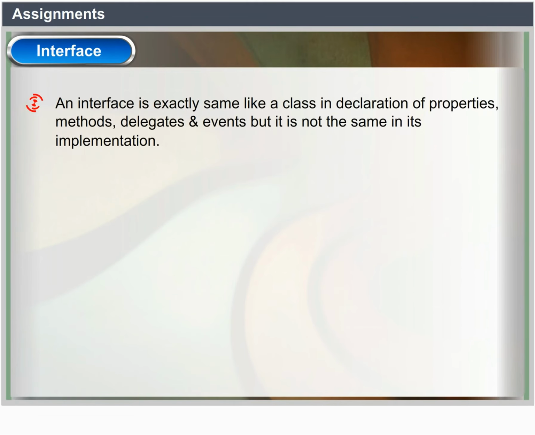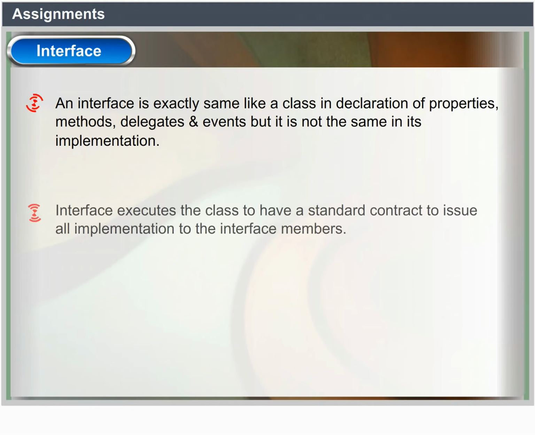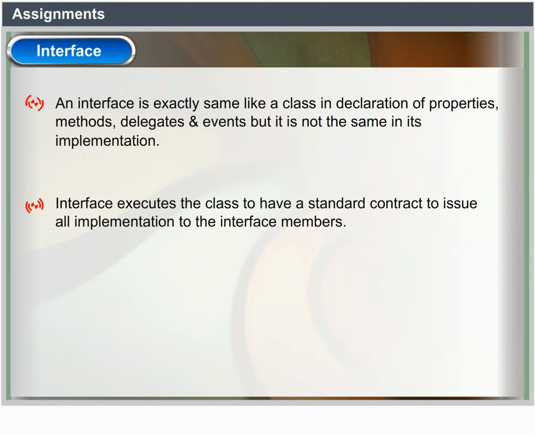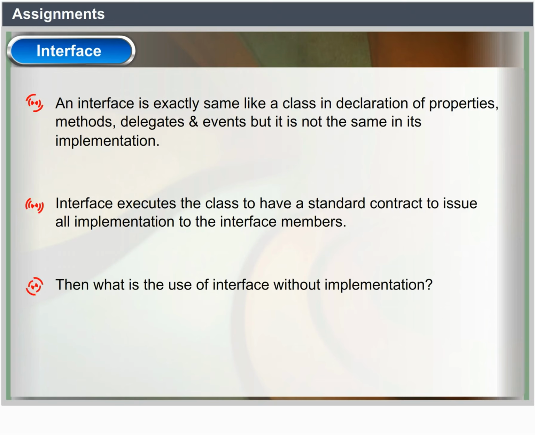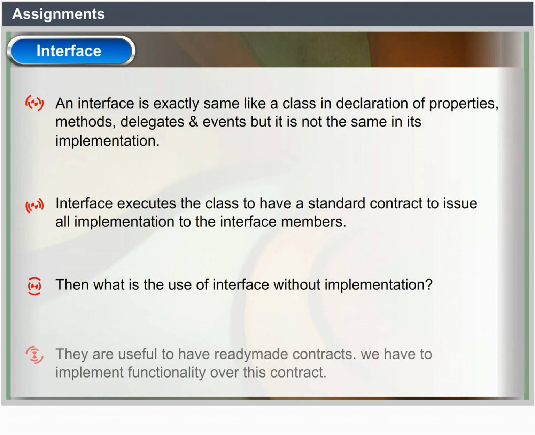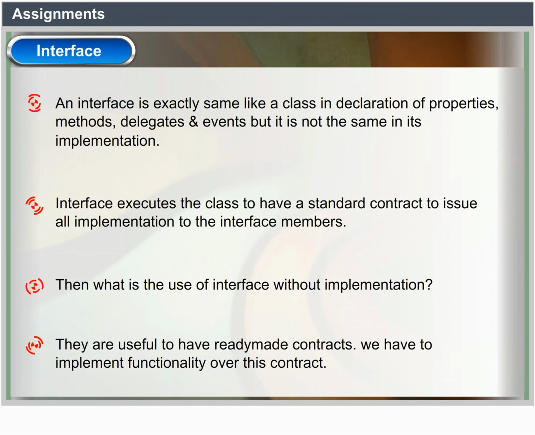An interface is exactly the same as a class in declaration of properties, methods, delegates and events, but it is not the same in its implementation. Interface enforces the class to have a standard contract for all implementation of the interface members. Then what is the use of an interface without implementation? They are useful to have a ready-made contract. We have to implement functionality over this contract.